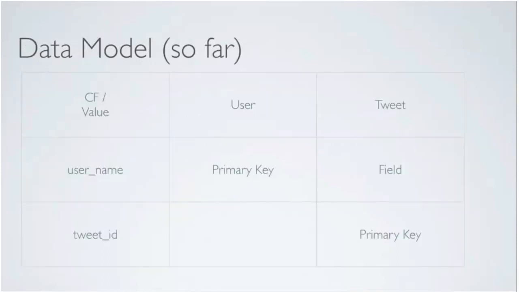So if we look at our data model now, we've said that we've got a tweet ID, which is the primary key for the tweet table, and a username, which is just a field on the tweet table. We haven't done anything other than store it. I wouldn't call it a foreign key because you cannot read tweets by username from this table. You can only get a tweet if you know the tweet ID on this table.